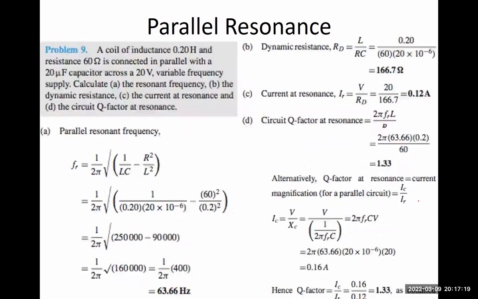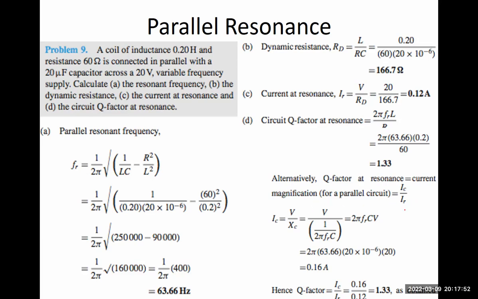Next, another example. We have a coil with an inductance of 0.20 Henry and a resistance of 60 ohms connected in parallel with a 20 microfarad capacitor across a 20 volt source with a variable frequency supply. We are to calculate the resonant frequency, the dynamic resistance, the current at resonance, and the circuit's Q factor at resonance.